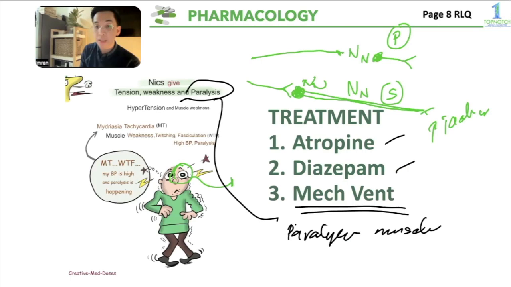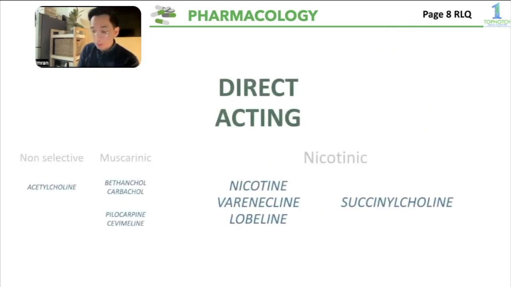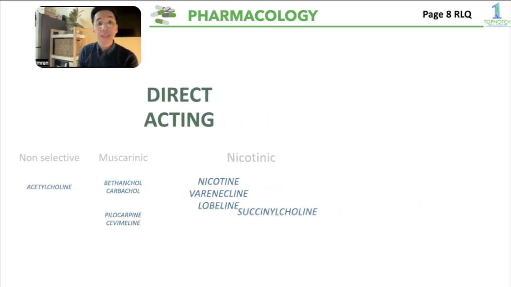And when you paralyze the muscles, kasama din dyan yung diaphragm, which is a muscle. So hindi sila makakahinga, hirap silang huminga. And what you need to do is to give them pressure, an external force in the form of your mechanical ventilation. So those are your nicotinic agonist natin. So those are under direct acting.